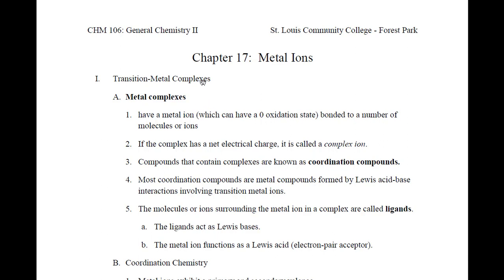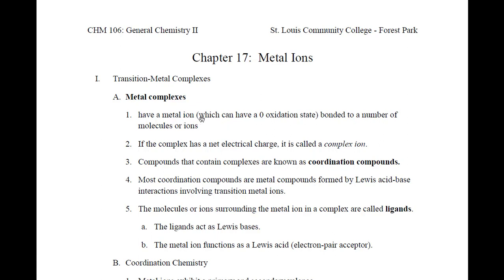So with transition metal complexes, when we say metal complex, what we mean is we have a metal ion, which can have a zero oxidation state. It doesn't have to be charged. It can be in its elemental form, we say. So it doesn't matter whether it has an ionic charge or not. We can still use it to make compounds with.